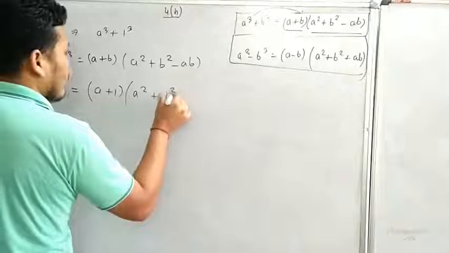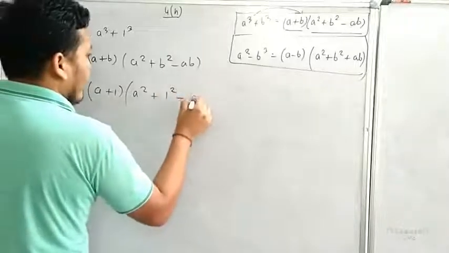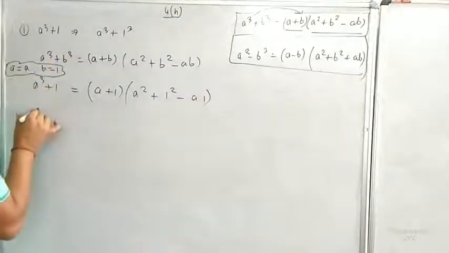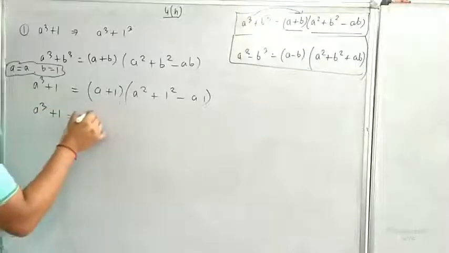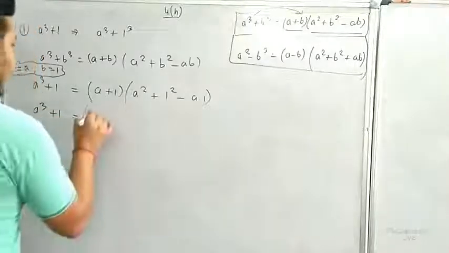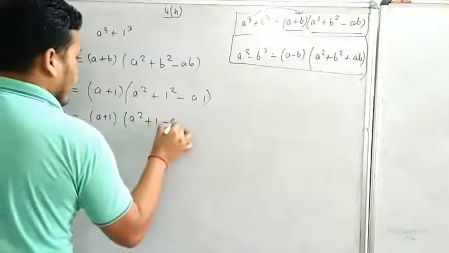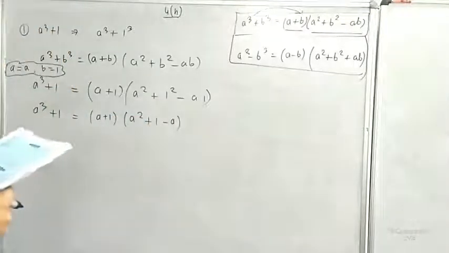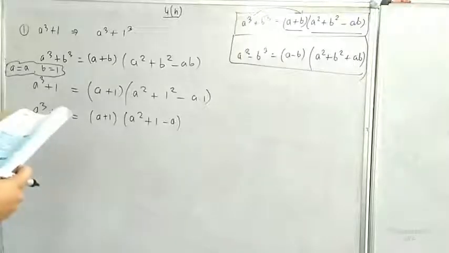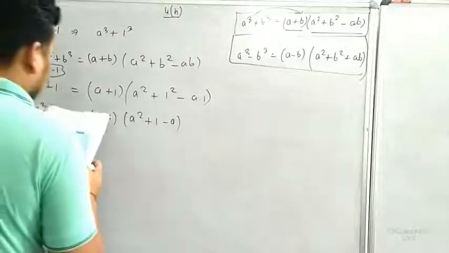b is 1, so 1 is square, and minus a into b, a is a and b is 1, so a cube plus 1 cube is equal to this is the answer, a plus 1, next a square plus 1 minus a is the solution of the given question. It is a square minus a plus 1 and a plus 1.